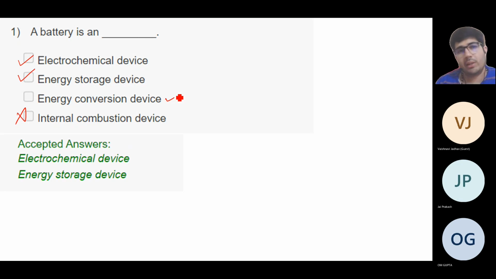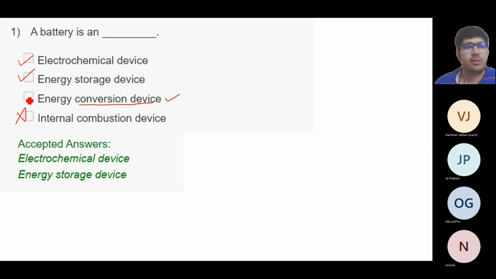Okay, so fuel cell will come in energy conversion device, battery will come in energy storage device. Okay, because it's converting, but basically we are just storing the chemical energy. Conversion is when we are continuously having conversion, like an IC engine. There is no storage, only conversion is happening. So option C is also wrong. So correct answers are A and B.